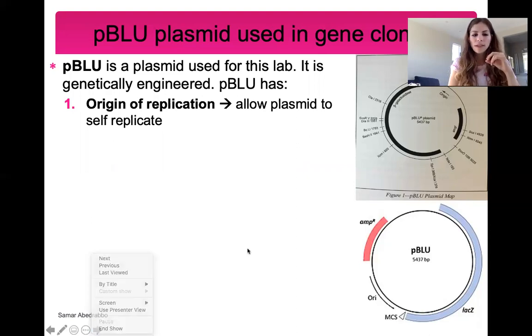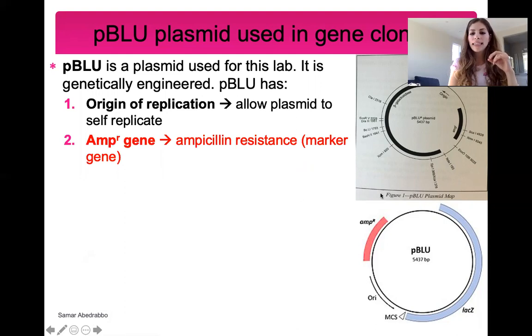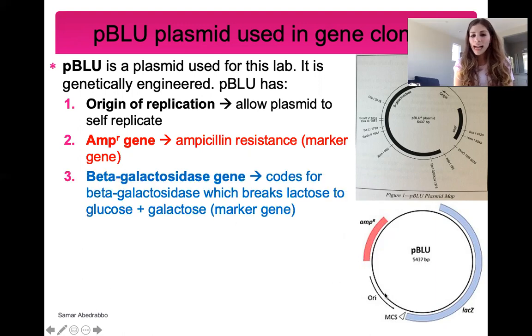The plasmid also has an antibiotic resistance gene. We call it a marker gene, and it specifically has the antibiotic resistance to ampicillin. So it has the ampicillin resistance gene, meaning when you put this plasmid in bacteria, it will be resistant to ampicillin. Ampicillin should kill bacteria, so it should kill E. coli, but when you give them this plasmid, it won't kill them anymore because now you gave them the ability to break ampicillin.